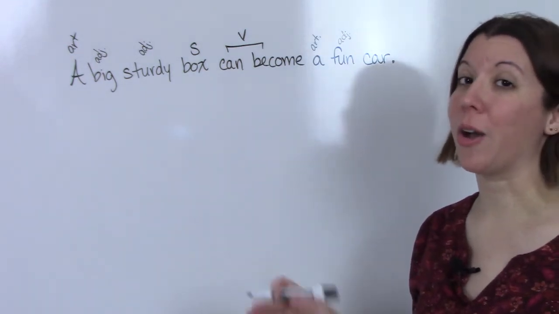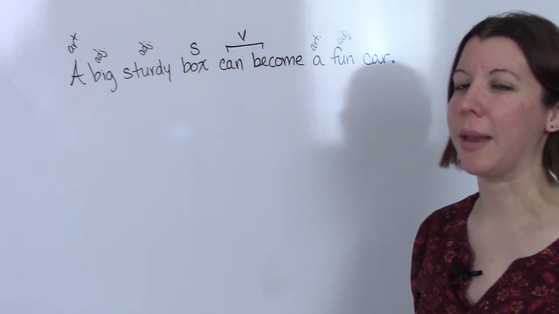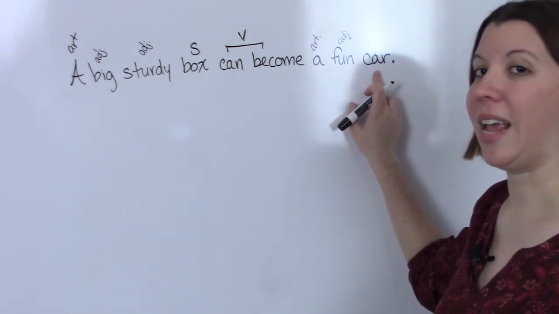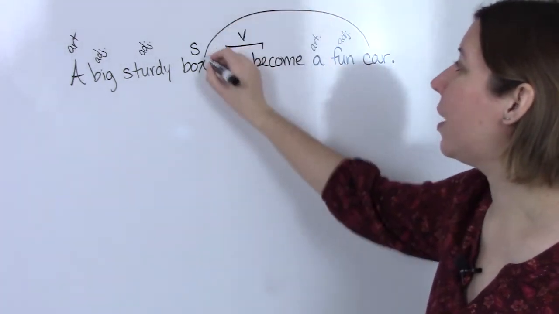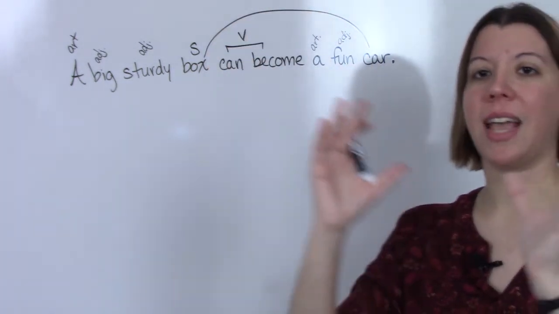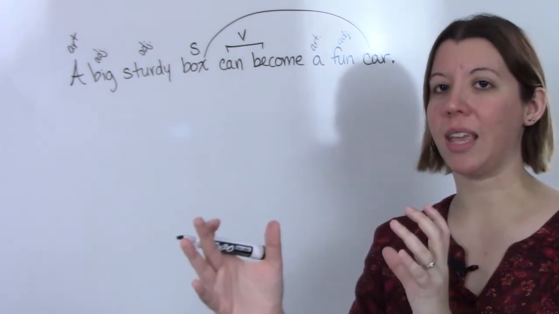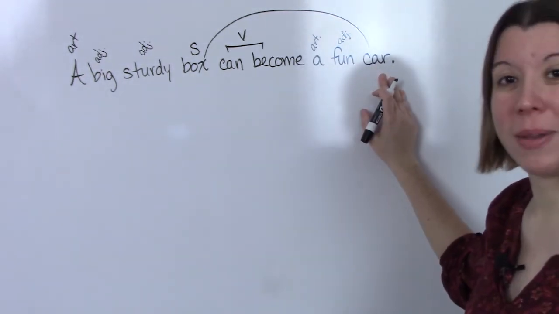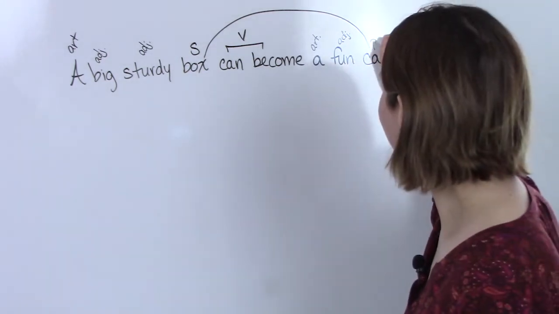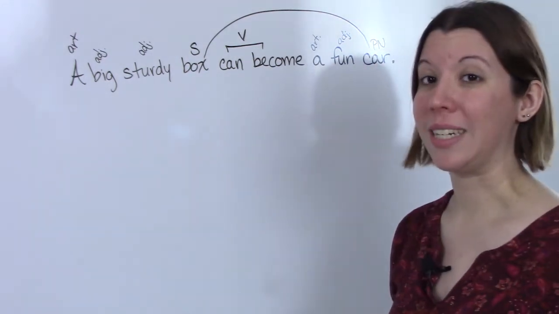Some of you might have thought car was the subject, but the sentence is not about a car. Car is a noun, and it renames. It connects back to the box. The box and the car, they're the same thing, at least in a child's mind. Car is a predicate nominative. Now we're ready to diagram.